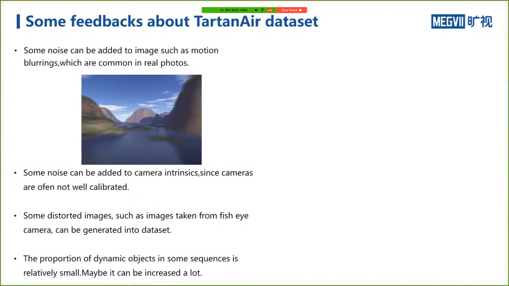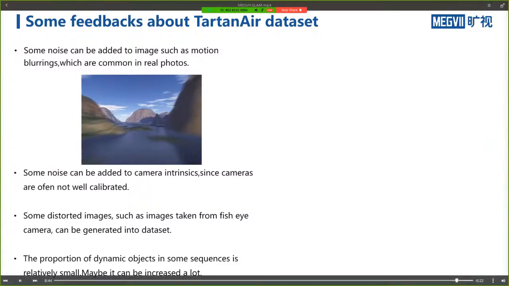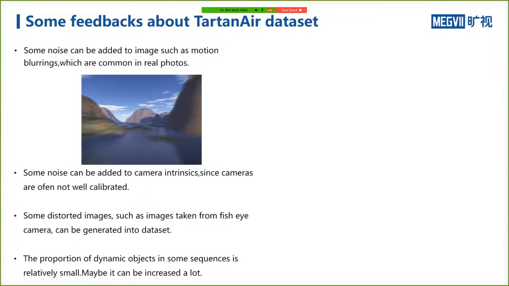So here are some feedbacks about the dataset. First, I think maybe some noise can be added to image, such as motion blurrings, which are common in real photos. Second, some noise can be added to camera intrinsics, since cameras are often not well calibrated. The third is some distorted image, such as the image taken from fisheye camera. I think this can be generated in dataset. The last is the proportion of dynamic objects in some sequence is relatively small. Maybe it can be increased a lot.